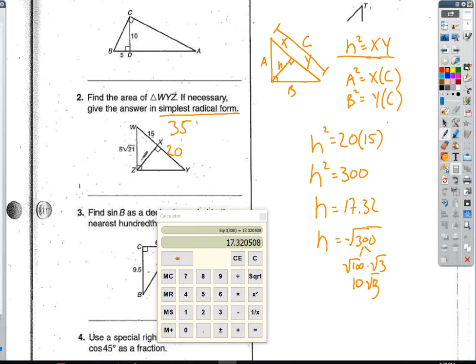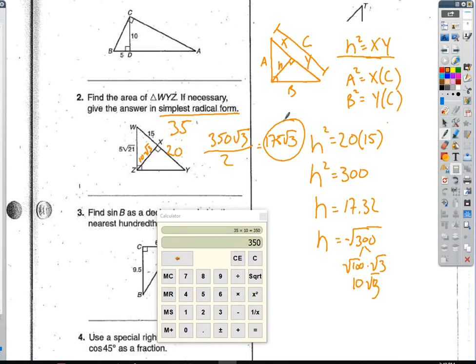Let's add this to the drawing: 10 root 3. So now let's find the area of the triangle. Well, we have 35 times 10, 350, and so we get 350 root 3. But don't forget, the area of a triangle has to be divided by 2. So you have to do base times height divided by 2. When you divide by 2, you get 175 root 3.